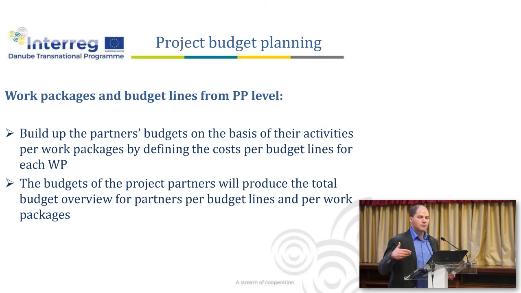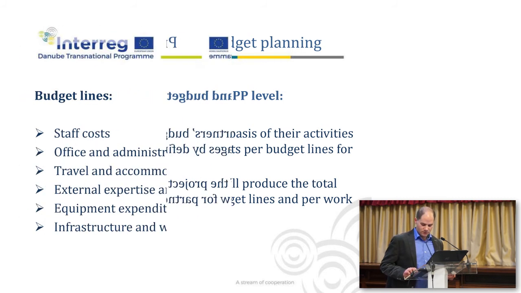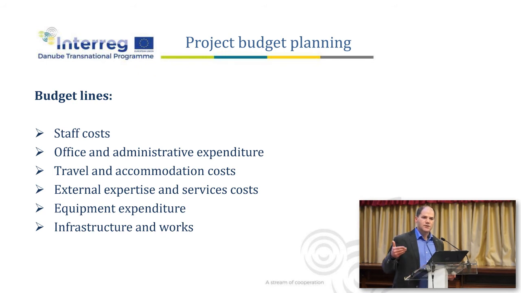The budgets of the project partners in this case would give you the overall budget. So for example, if you have work package 1, you would have some costs related to this work package. Once you have these costs, they can be split into certain categories. We have defined categories in this regard, so there are basically six categories, six budget lines in the program.